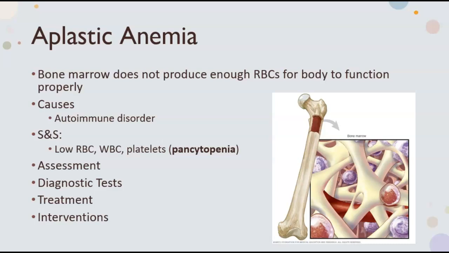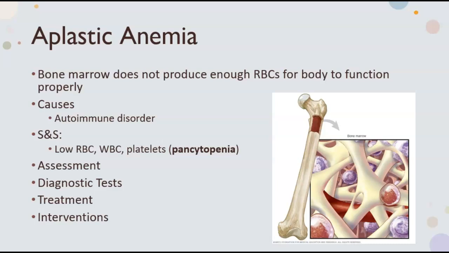They might need a splenectomy if the spleen is destroying normal platelets. Remember, the spleen gets rid of old platelets and it stores new platelets. So the spleen might see these normal platelets as foreign, and then it's destroying those platelets, and that can be a cause of the low platelet count, so they might have to have a splenectomy.